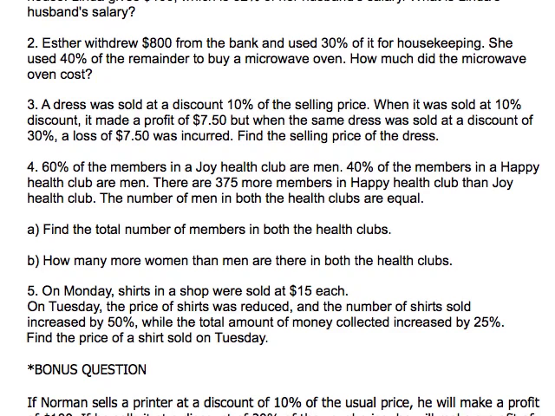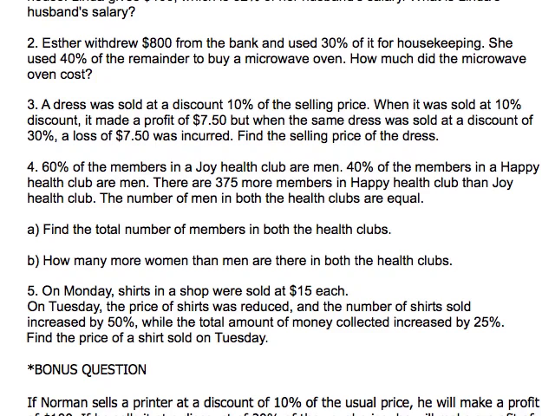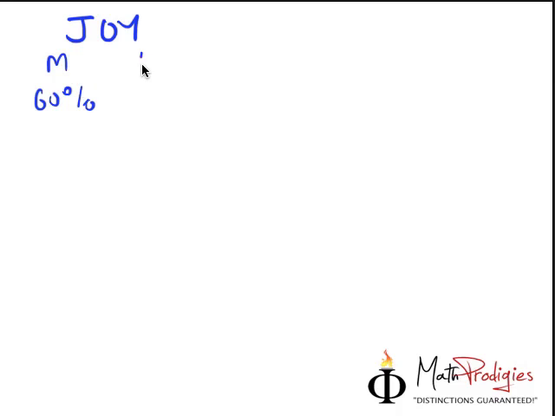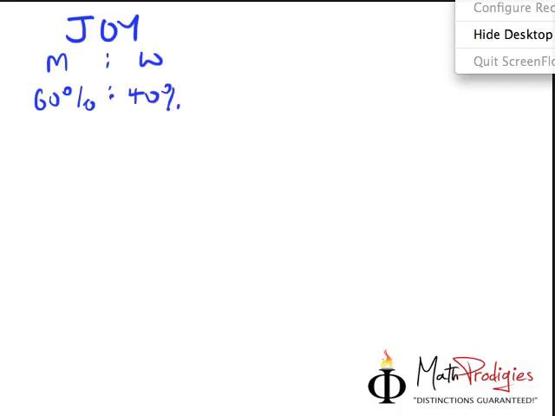Okay, so let's take a look at the question right now. Let's draw out some things. In the Joy Health Club, let's look at the percentage of men. Men is 60%. And women means what? If men is 60%, what are women? Women are actually 40%.